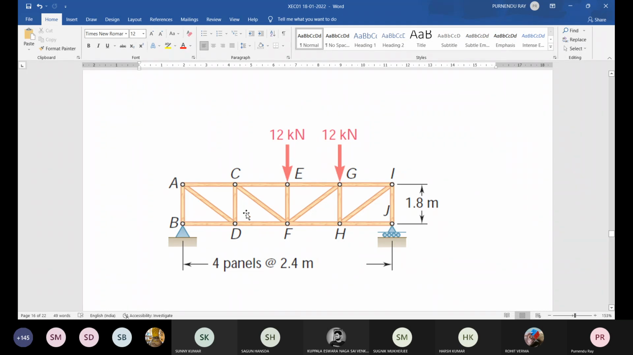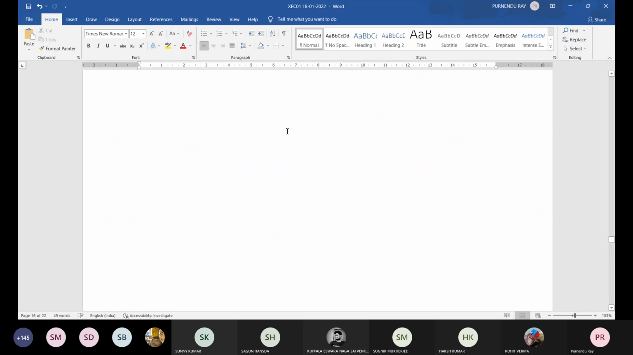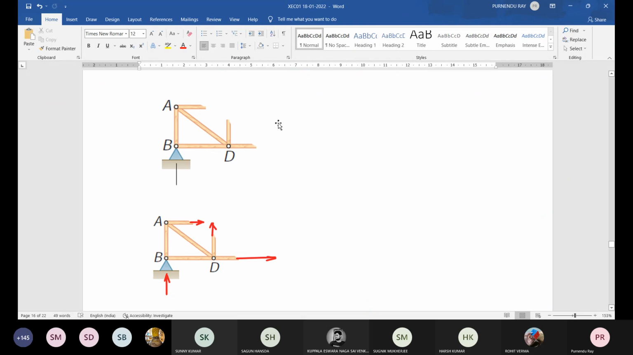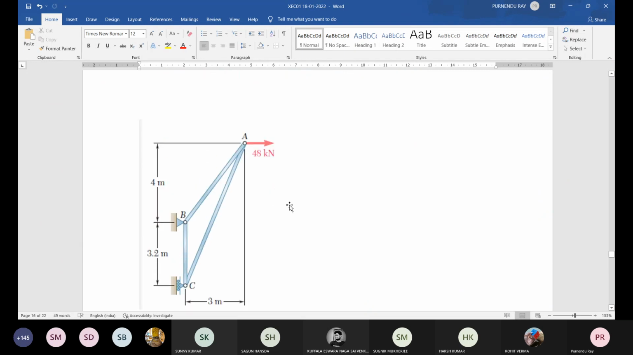But this method is very useful when the truss is quite long and you have to find some intermediate member. So you don't need to move sequentially: solve joint B, then A, then C, then D, then F, etc. Not in that way. Okay. So this is the method of section. And in our next class, we'll discuss in detail all these things, method of joints and method of sections.